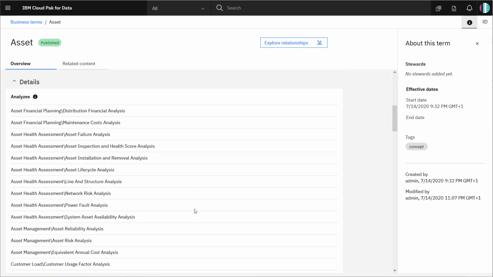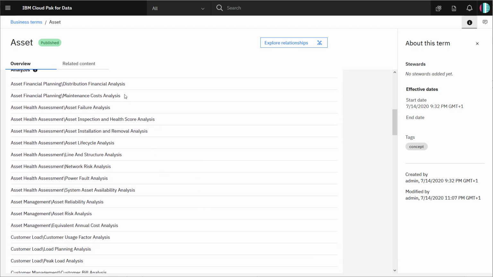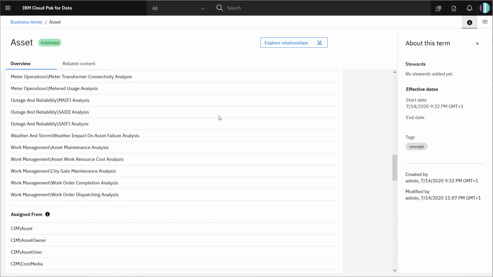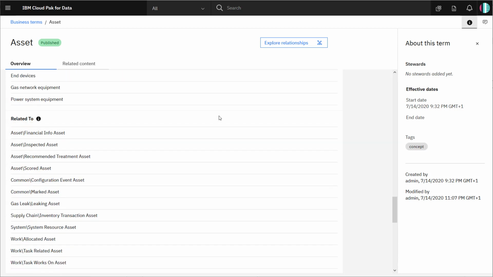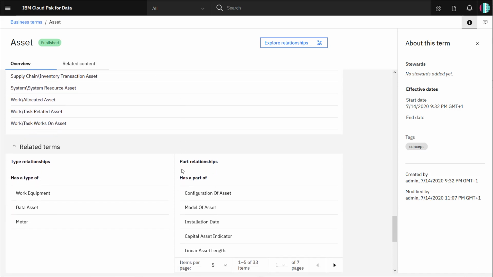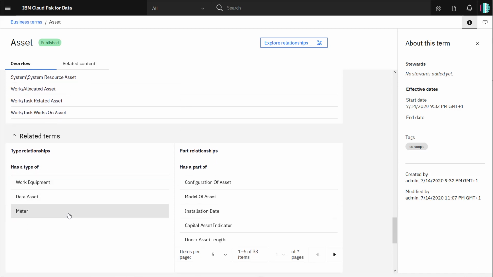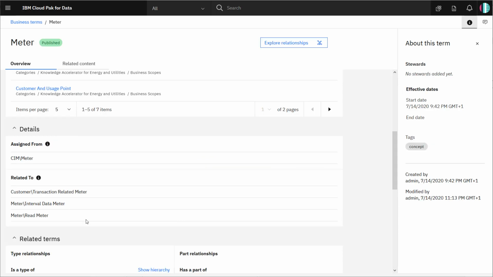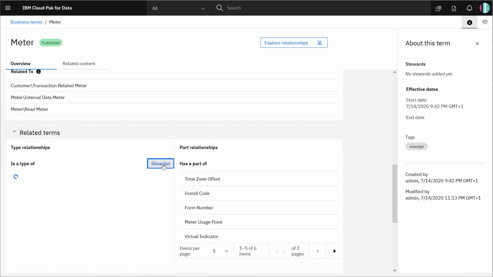Also, a business term can be a nexus of analysis, also known as a dimension, in many performance indicators, for example, maintenance cost analysis. The asset term is participating in many relationships, the inspected asset being one of them. It also has 3 types of relationships. Navigating to meter shows the inverse of the relationship, that meter is a type of asset.